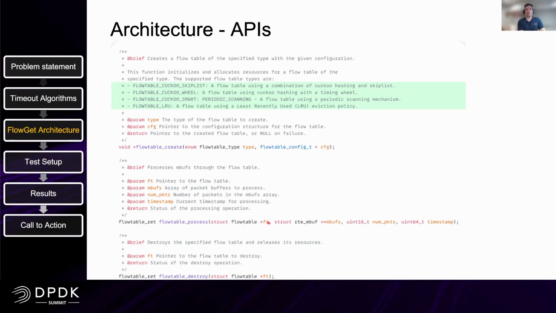It takes the instance of the flow table and a burst or array of M buffers. It also requires an externally sourced timestamp. Flow Table Destroy gracefully shuts down the instance.